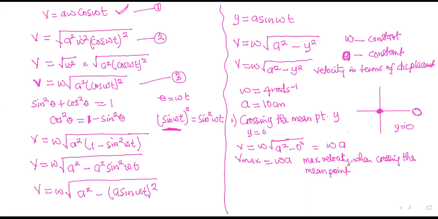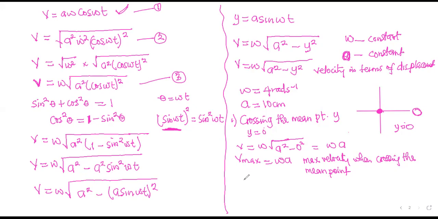So what is the expression for the maximum velocity? It is omega times the amplitude. And where does it occur? The maximum velocity always occurs at the mean point. Do not forget this. Do not forget this.